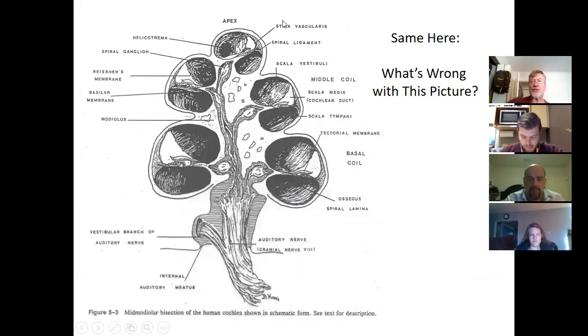Here's a cross-section of the cochlea. Once again, scala vestibuli, scala media, scala tympani, and your hair cells are here. It's technically wrong. It's showing you the largest scala media here and the smallest here, which is exactly backwards, because the largest should be here and the smallest here.